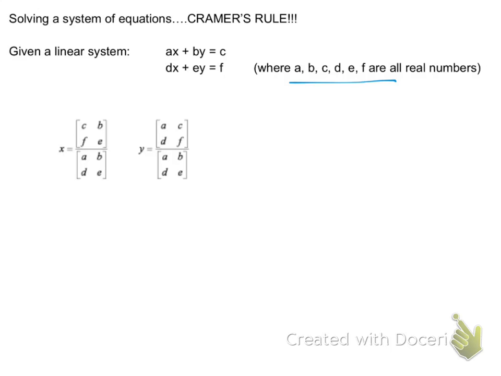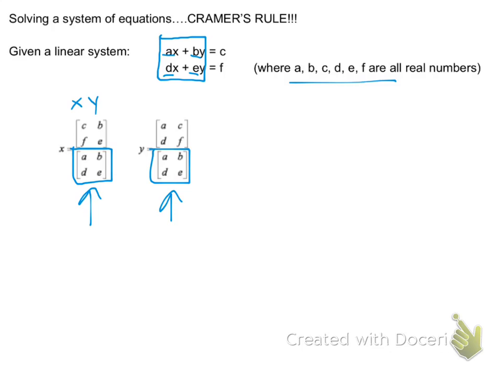Now, I don't want you to memorize these as far as letters. I want you to always think of this as an x column and a y column. And if you notice, the denominator of both of them is the same matrix. I'm going to call this the coefficient matrix. So the a, b, d, and e are what gives me my denominator.